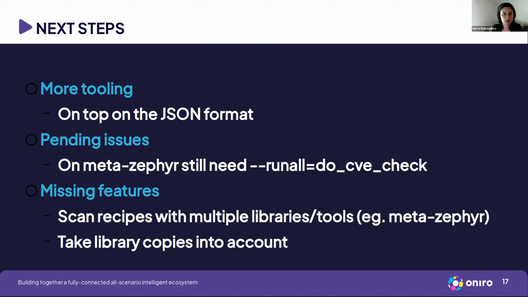We have issues with generating the final file correctly on world, and still the same layer is a pretty good example. We currently have a problem with scanning recipes that download multiple libraries and tools in the same recipe. So we currently check only the main part of the software, but not all the other things that got downloaded.